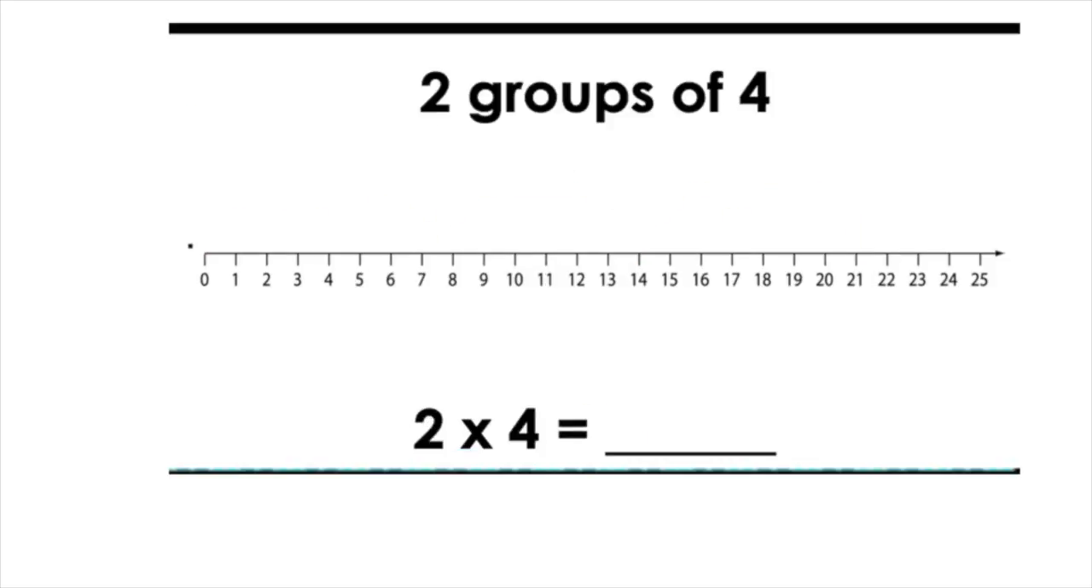Now we have 2 groups of 4. So that means we are going to have 2 hops, and each hop is going to have 4. So we start at 0 and we count to 4. That will be our first hop. And I labeled that as 1 hop. So we have one more hop to get 2. So another hop of 4. 1, 2, 3, 4 will bring us to 8. So that would be 2 groups. Each group has 4, and we end at 8. So 2 times 4 equals 8.